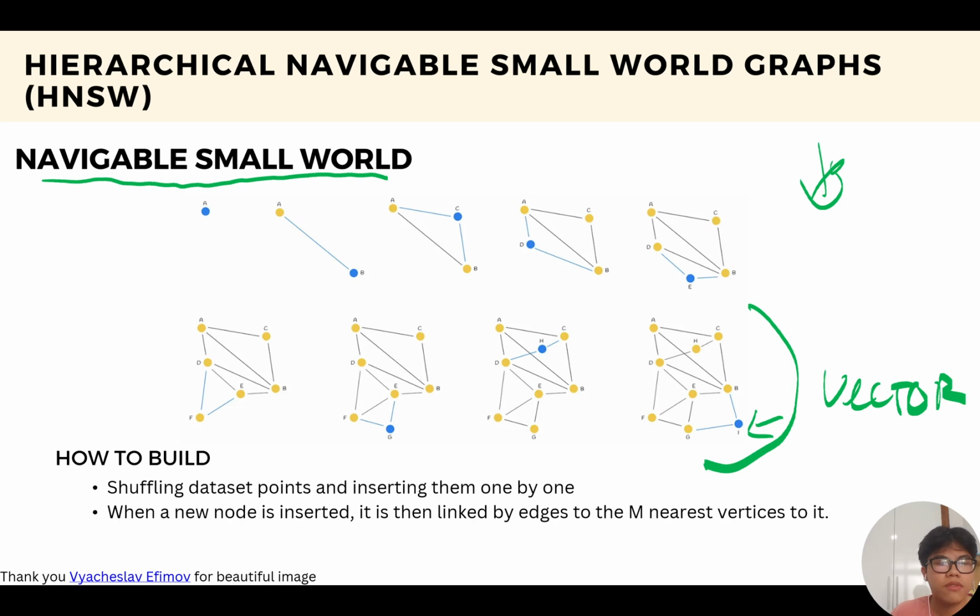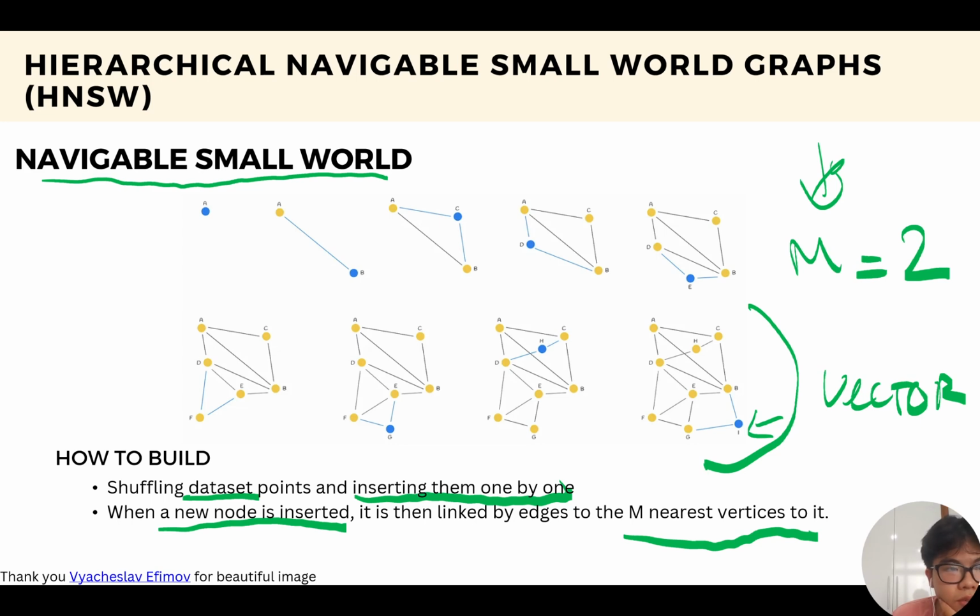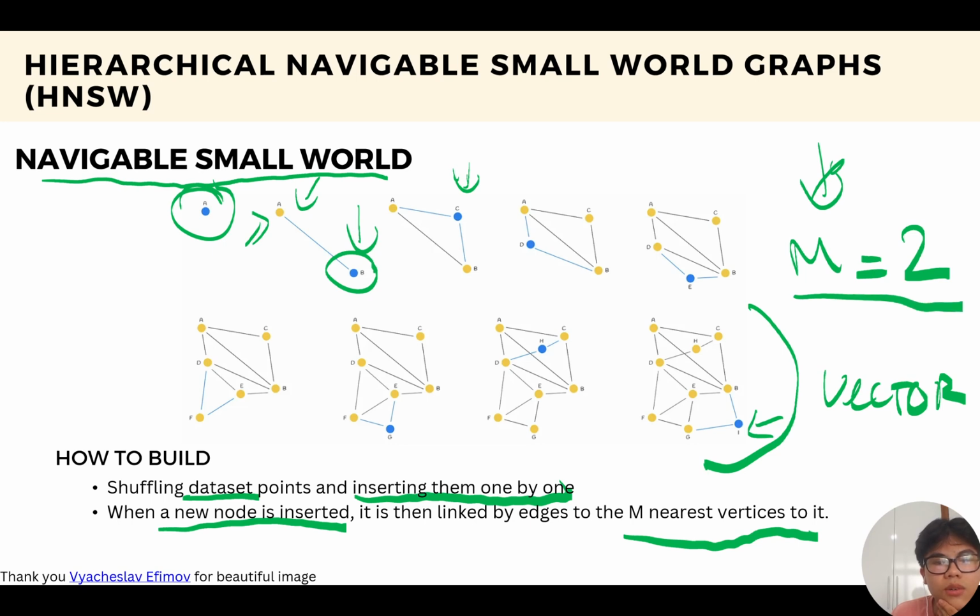How to build it? First, we have a data set of vectors. For example, we shuffle the data points and insert them one by one. When a new node is inserted, it is linked by edges to the m nearest vertices to it. In this case, m equals 2. First is node A, then node B, and we only have node A in the graph right now, so we link node A and B together regardless of their similarity. Then we have node C; because m equals 2, C will link to its 2 nearest neighbors, B and A. Then we get D, and we repeat the step until we have inserted all the data points in the data set.